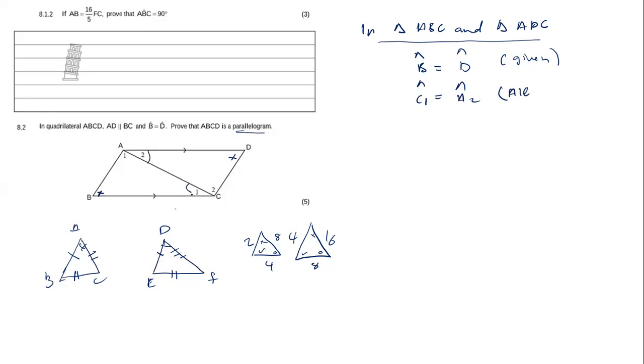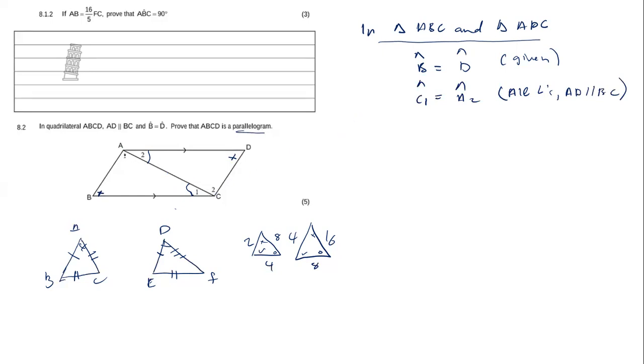This will be equal to that. This is alternating angles, right? But again, you need to provide why you say they alternate. It's because AD is parallel to BC. Hence why I'm saying I have two angles which alternate.